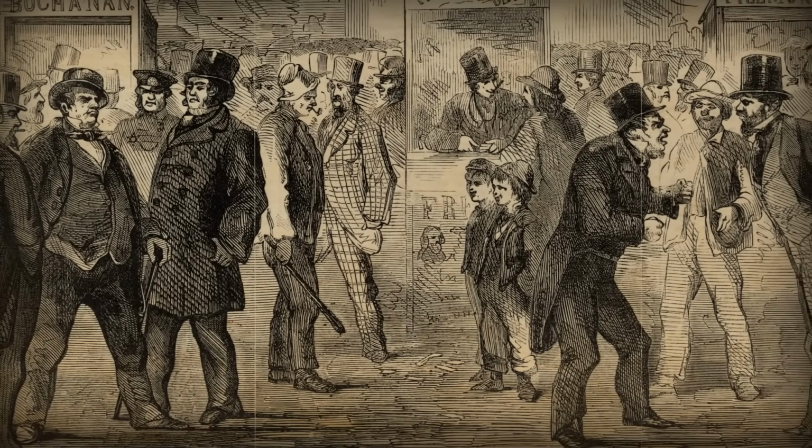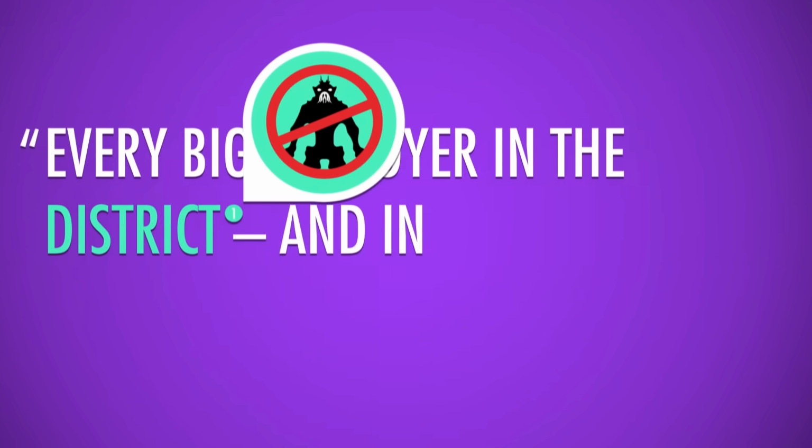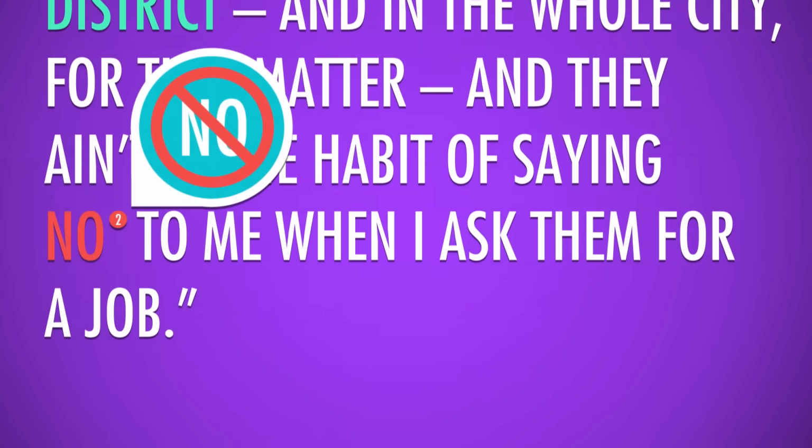Staying in power meant control of city jobs as well as city contracts. Plunkett claimed to know every big employer in the district, and in the whole city for that matter, and they "ain't in the habit of saying no to me when I ask them for a job." But with all the corruption, sometimes even that wasn't enough.